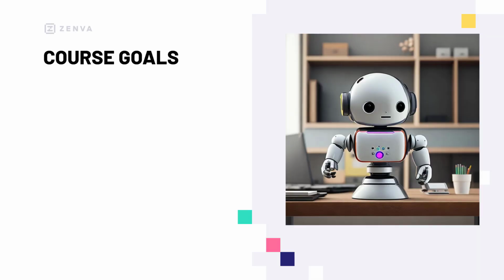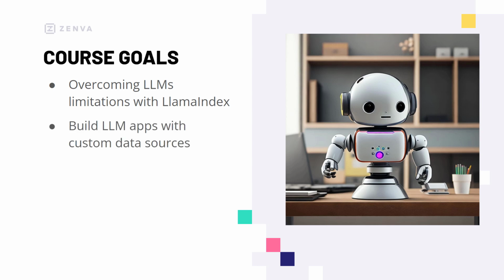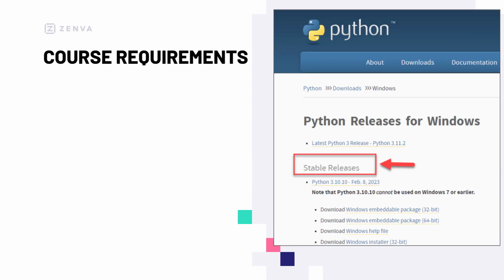In this course, we are going to be learning to overcome some of the limitations that large language models possess using LlamaIndex. We're going to build apps that can use multiple data sources using LlamaIndex, and we are going to be creating this company hub project that I outlined previously.